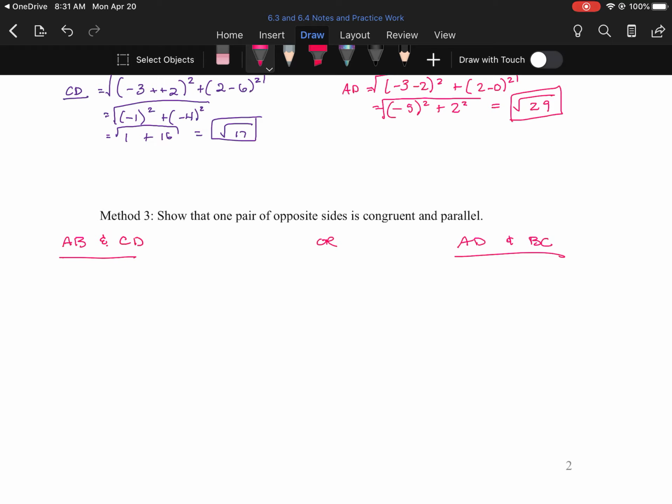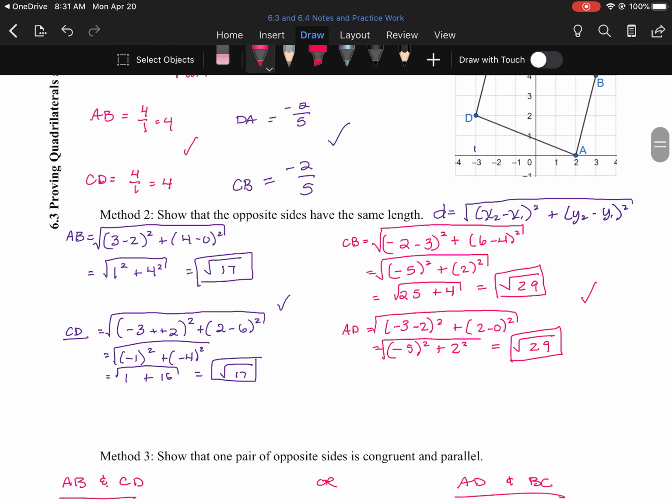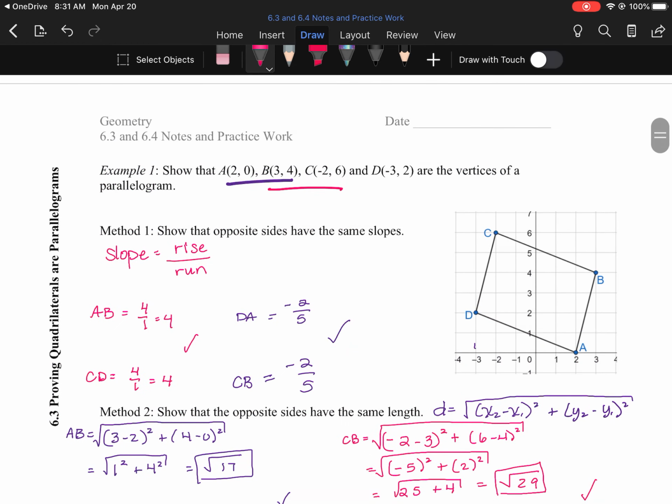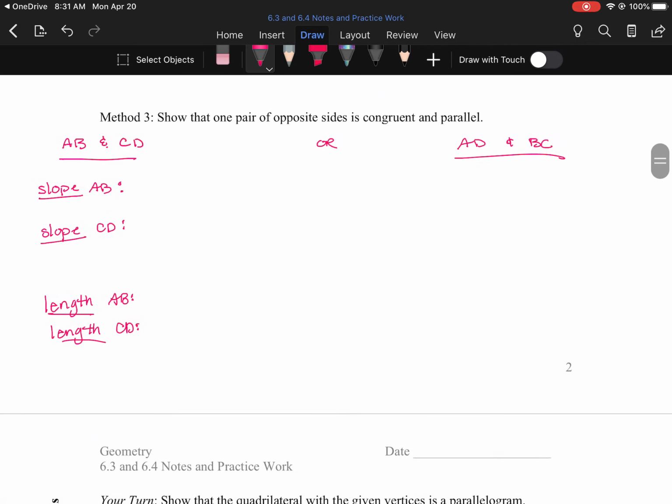So for the slopes, because we have to do the slope of each, and then we have to do the length of each. Okay, so we have to do both. So we're still doing 4 things. If you notice, every problem we've done 4 things. 1, 2, 3, 4. If we look at the first one, 4 slopes. So no matter which method you use, you have to prove 4 different things.